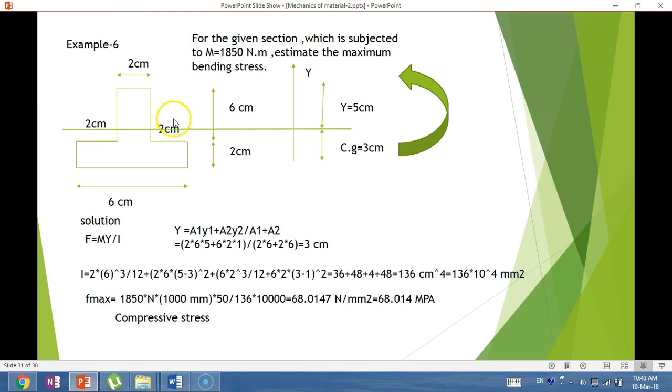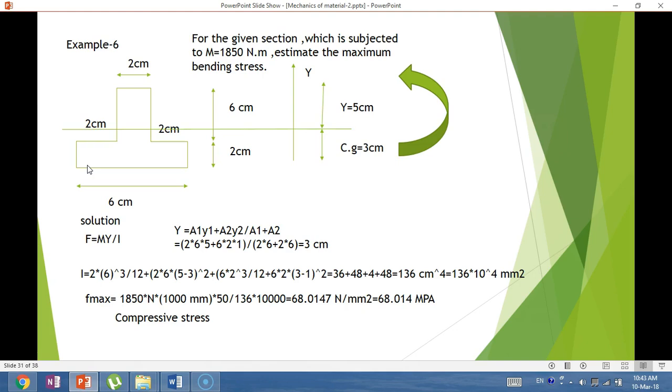Here we have another example. We have this section which is subjected to a bending moment of 1850 Newton meter. It is required to estimate the maximum bending stress. We can see that this moment here is sagging, which will cause compressive stress in the upper portion and tension stress in the lower portion.